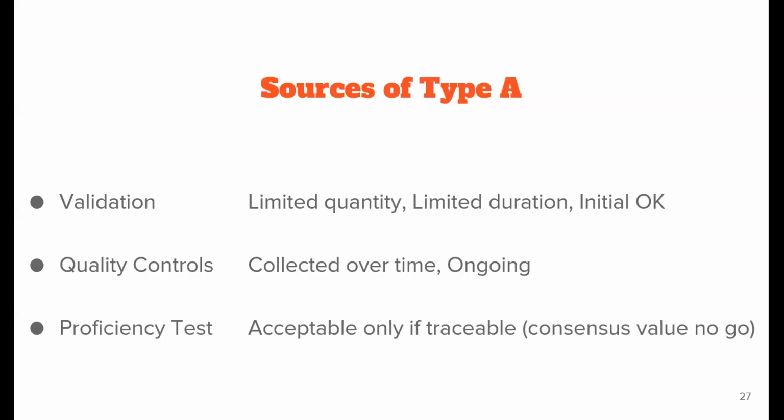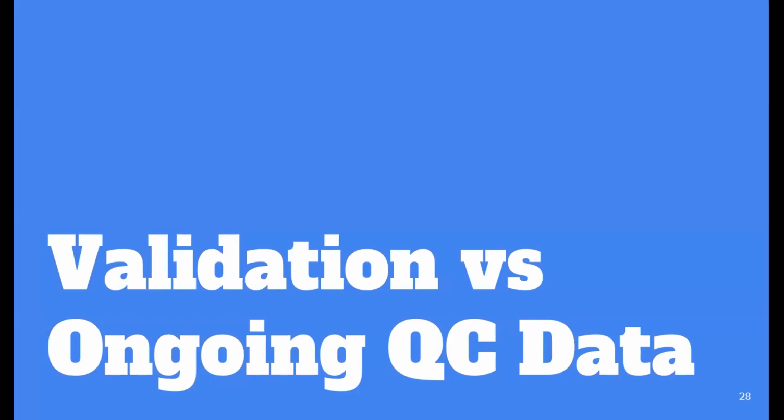And lastly, there's a provision for proficiency test data to be used as type A, right? Also independent repeat observations. But this is only acceptable if it is a traceable PT and the consensus value is not considered the traceable true value of a PT, right? So these are all repeat observations characterized or can be characterized through statistical evaluation, but each has its unique attributes and its appropriate application as well. And to make this point a little more clear, I'm going to walk you through the example of comparing validation and ongoing data in this way.